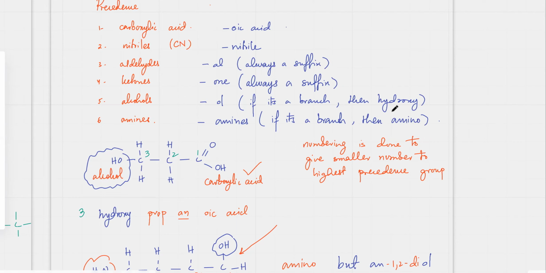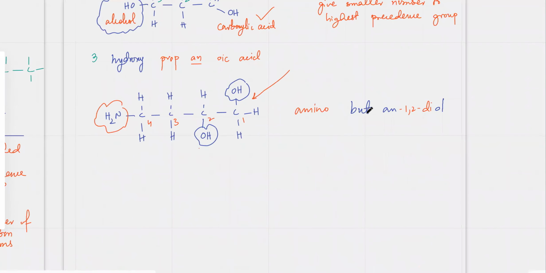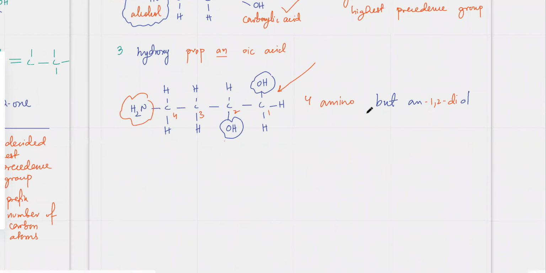I say it's a branch, so you'll call it an amino. So this one would be called amino, and the position of the amino is on the fourth carbon. So it's going to be 4-amino-butane-1,2-diol. Okay, is this also clear? Yes, sir.